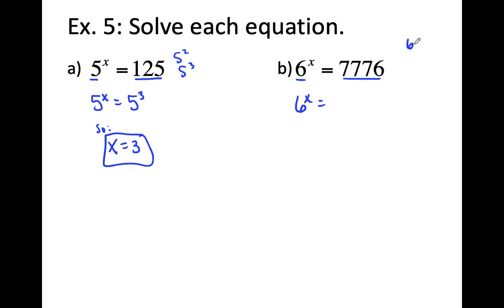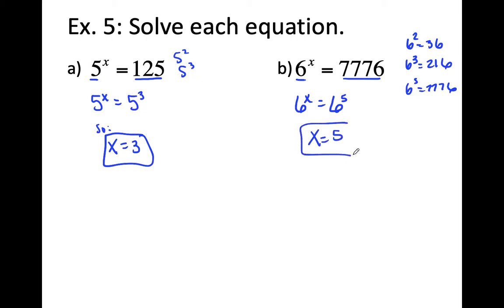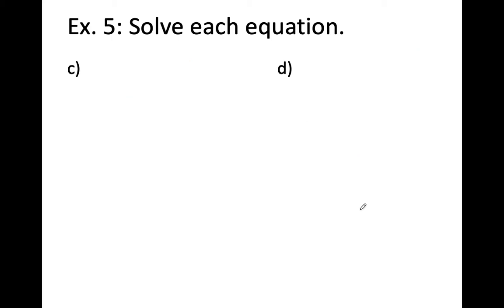So we know 6 to the second is 36. I just typed in my calculator, 6 to the third, you get 216. I know it's not that, so I'm going to jump one. I'm going to go to 6 to the fifth. And 6 to the fifth is 7,776. So I'm going to change that to 6 to the fifth. Now that my bases match, x equals 5.